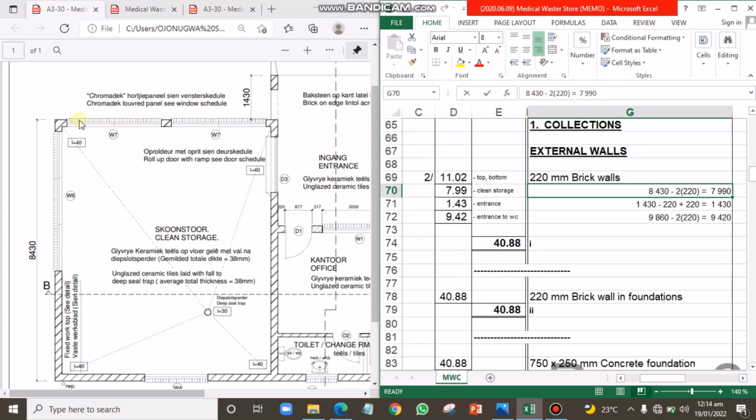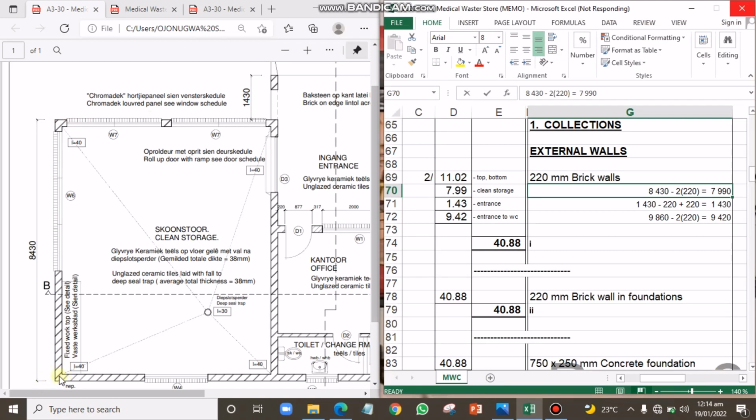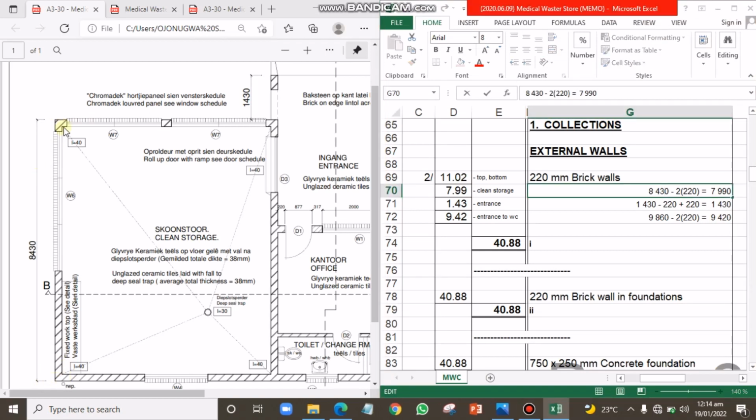So we are going to deduct. If you notice, dimension is out to out. So we are going to deduct this block thickness at this point and at this point. Since the block is 220 thick, we'll be deducting two of it. That is one here and one here, that is two. So we have 8,430 minus 2 by 220. The final answer we had for that is 7,990. So we are done with this first part.